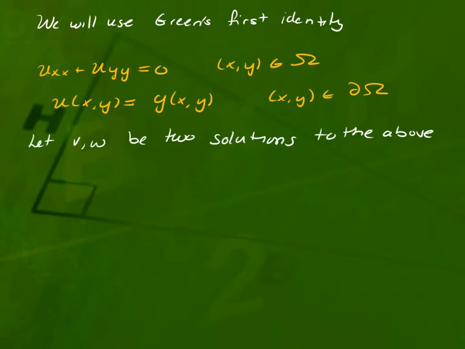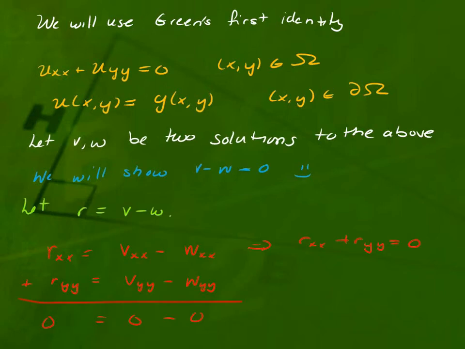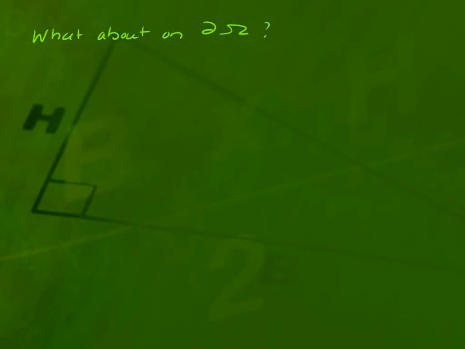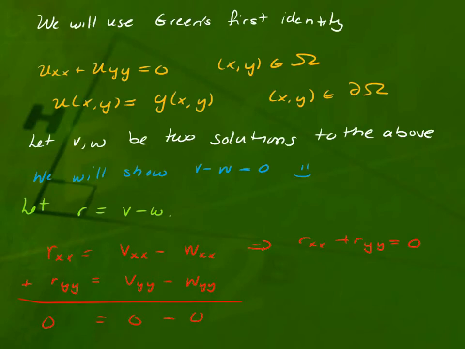Suppose I have two solutions to the above equation. The idea is to show that v minus w is equal to 0, because then they're unique because they're equal to each other. So let r be v minus w. Then, the red didn't show up very nicely, but r_xx is v_xx minus w_xx, and r_yy is v_yy minus w_yy. And if you add those up, you get 0. So r satisfies Laplace's equation, as it should by the principle of superposition.